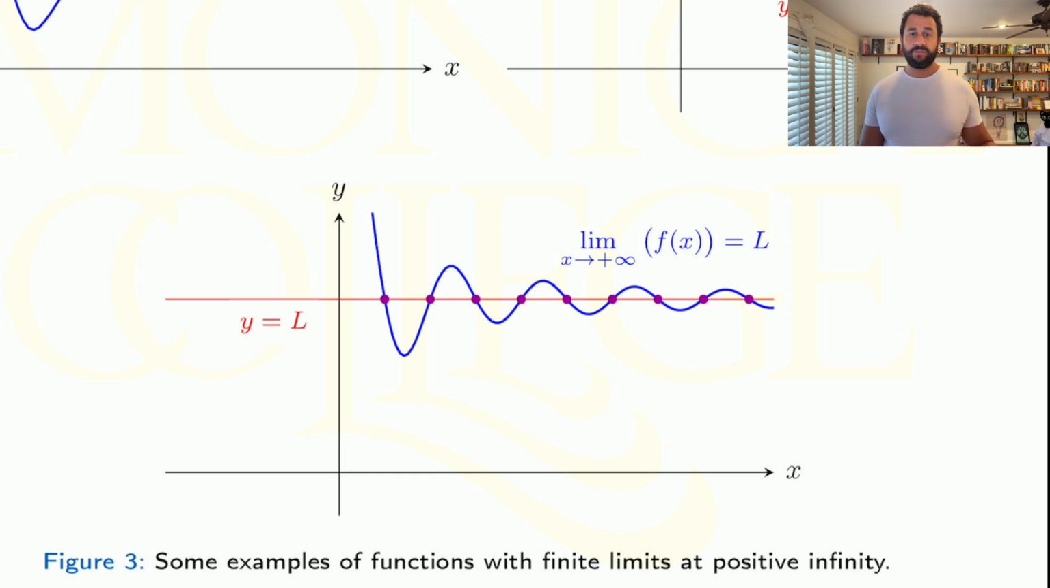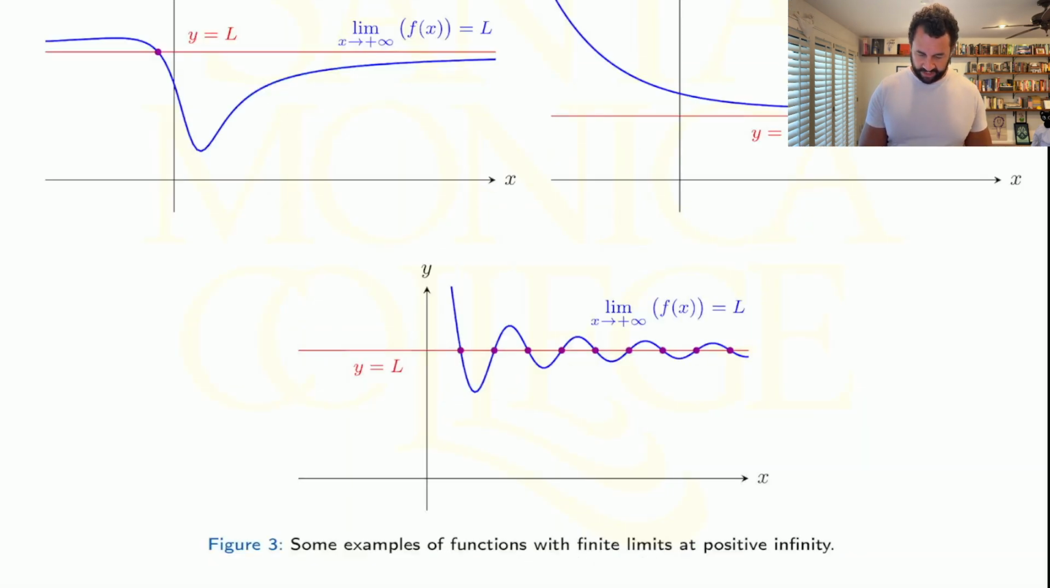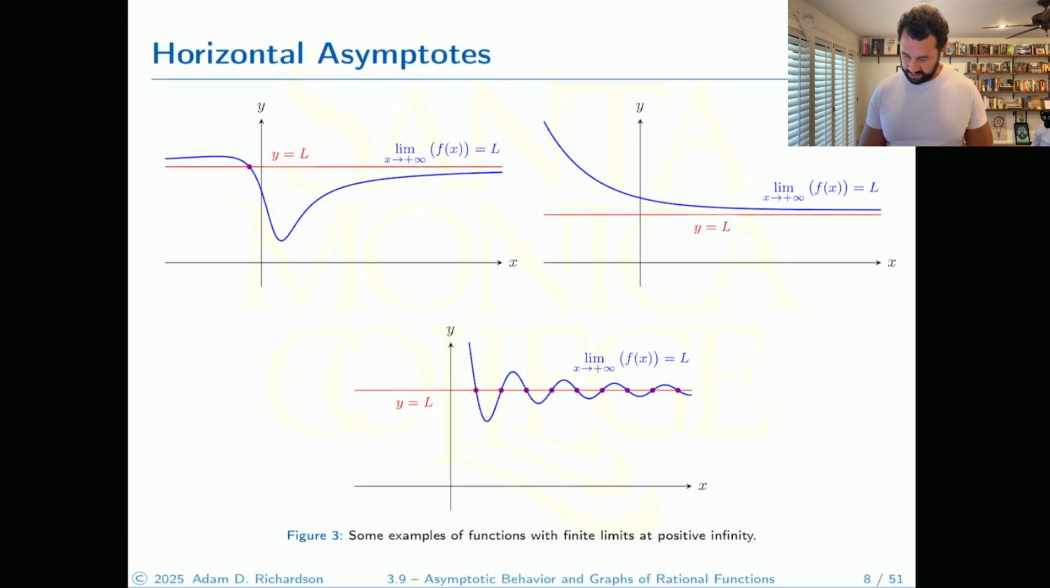So again, these non-vertical asymptotes can be crossed even infinitely many times. That's totally allowed. But here's a nice example of a graph crossing it infinitely many times.